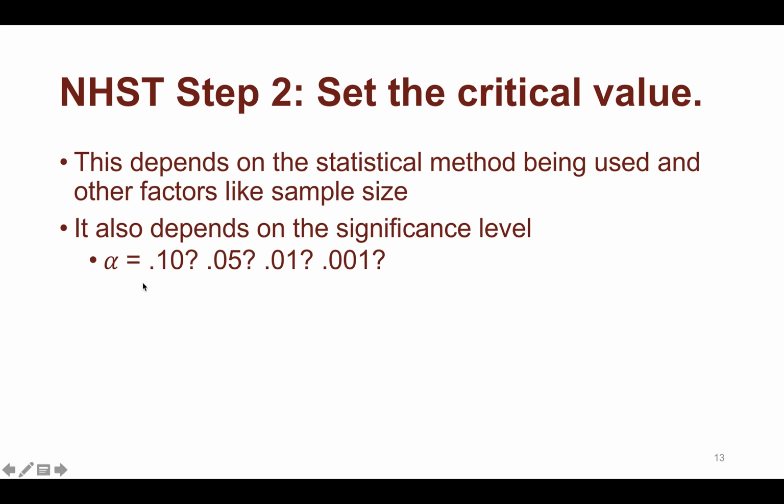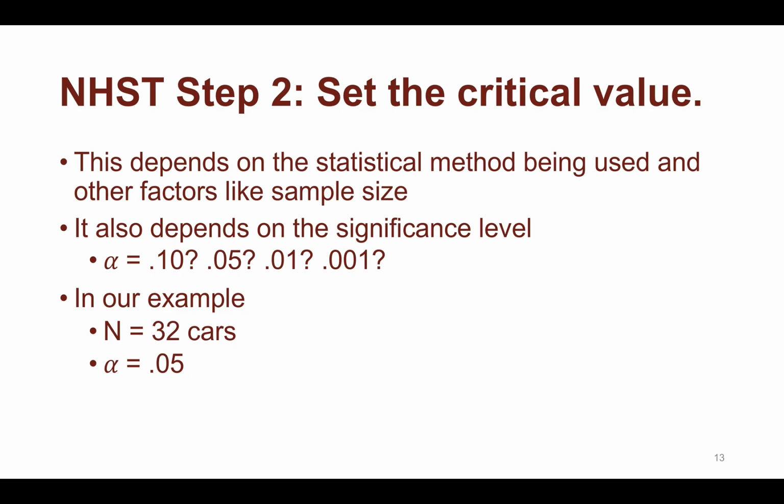So typically in research articles that you've probably been reading, you'll see alpha is 0.05. That's probably the most common one, at least in the social sciences. In other disciplines, you might see 0.01 or 0.001 or even 0.10. So in our example, we're going to use alpha as 0.05, and we have n equals 32 cars.